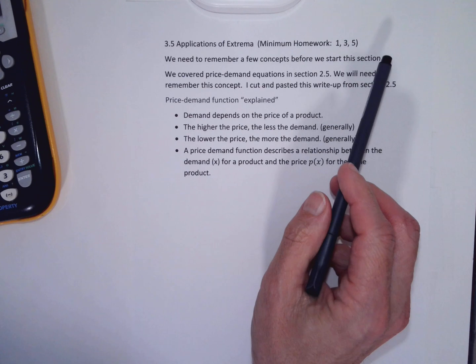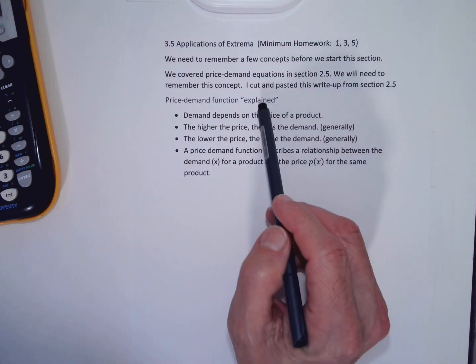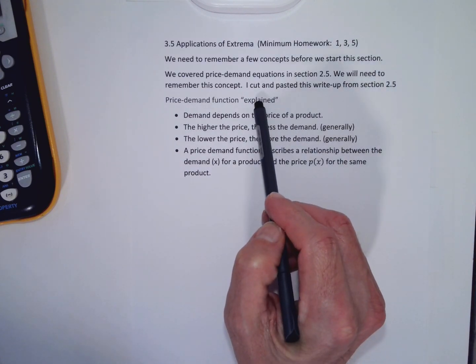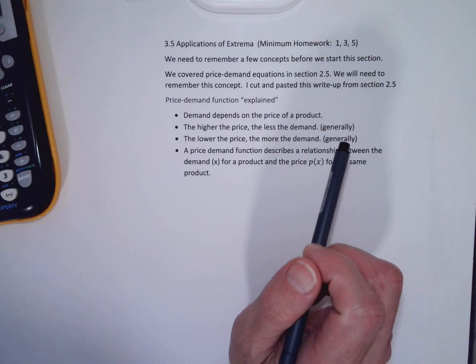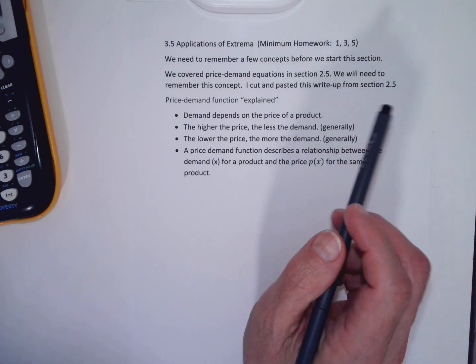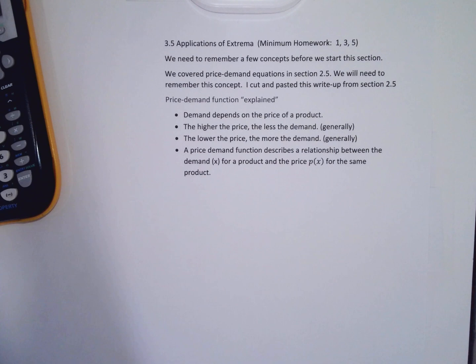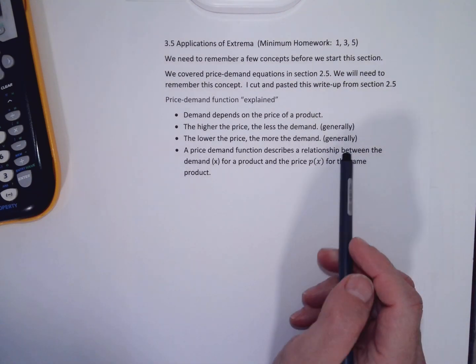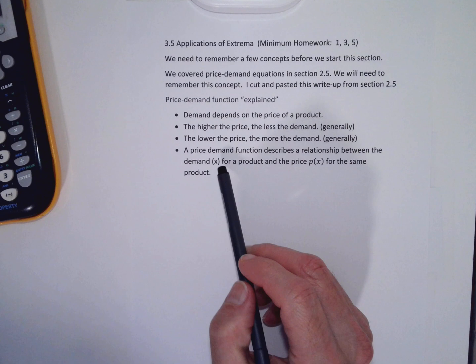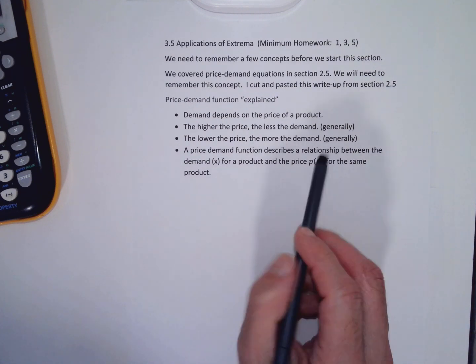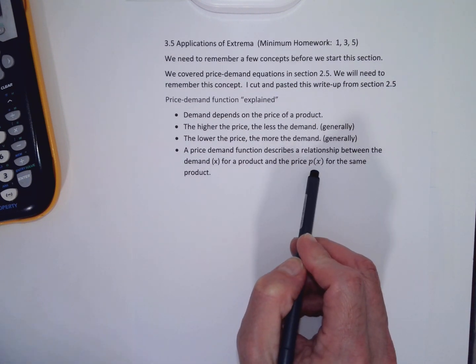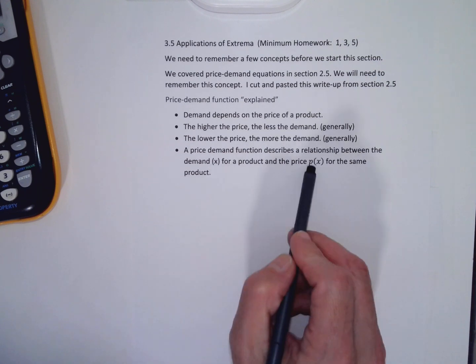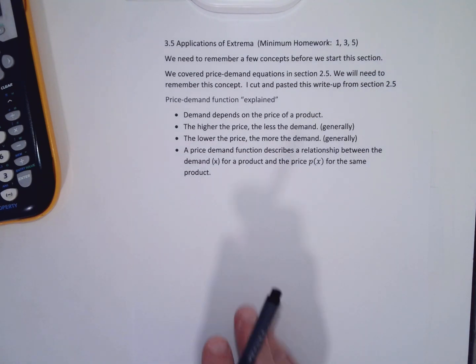And so just a few concepts that we have to remember. The price demand function that we talked about in Section 2.5 comes back again in here. Basically, demand and the price are related. Usually as price goes up, demand goes down. As price goes down, demand goes up. And the price demand function that we used in Section 2.5 describes the relationship between the amount of units demanded for a product and the price of the product. And very specifically, if you gave me a number of units, I could figure out the corresponding price to sell that many units.